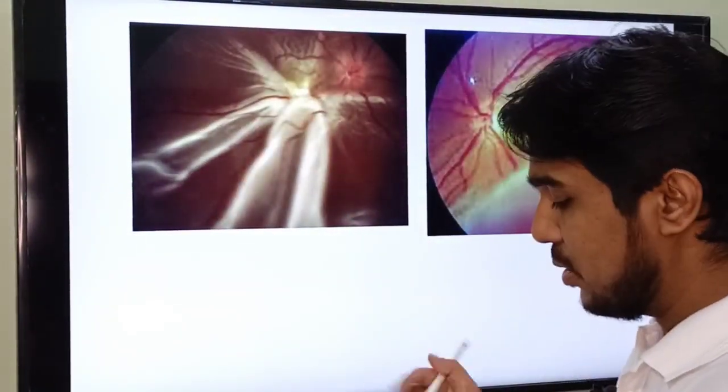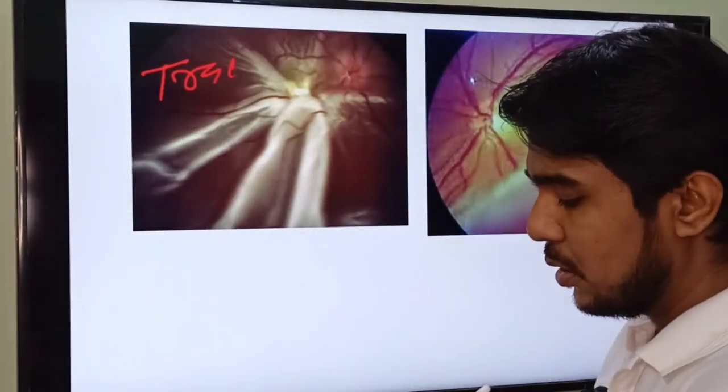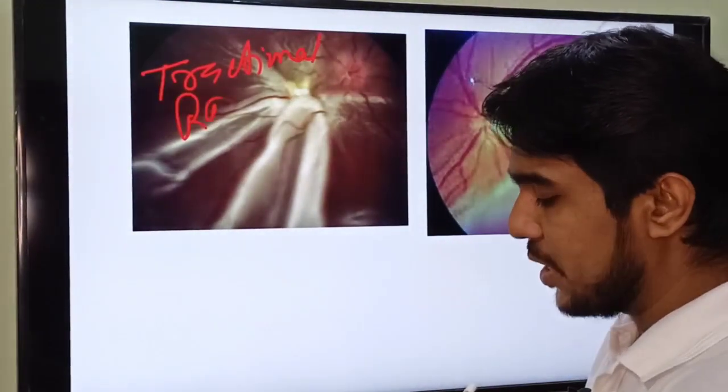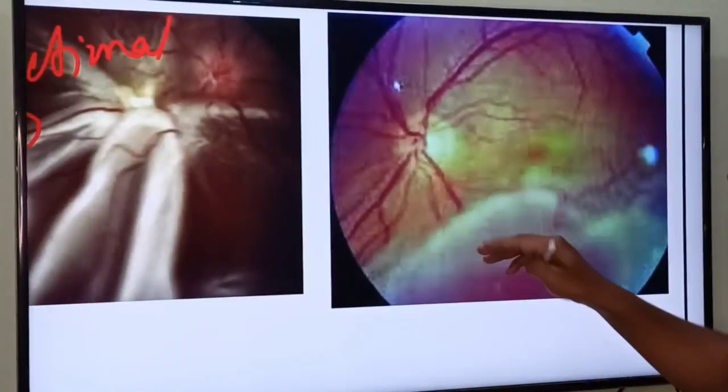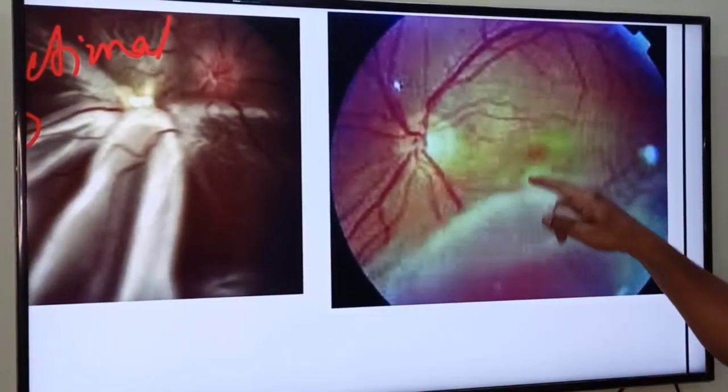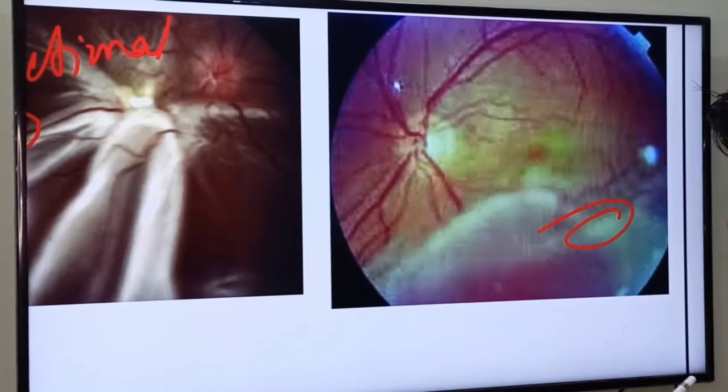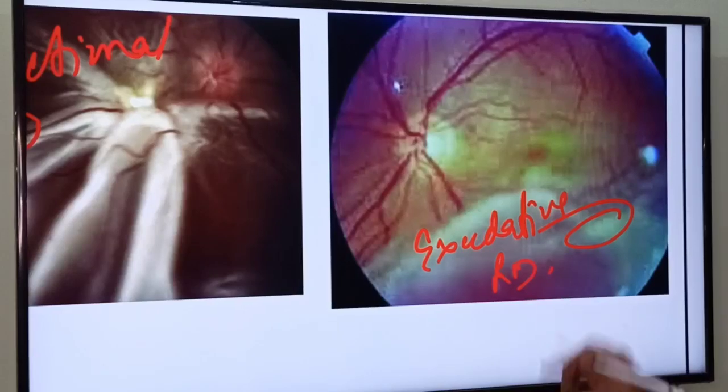So this is nothing but tractional RD. And you can see here there is a lifting off of the retina, and some exudation can be seen here. So this is exudative retinal detachment.